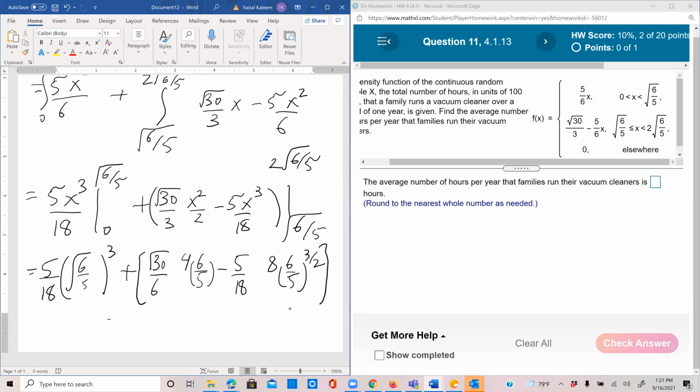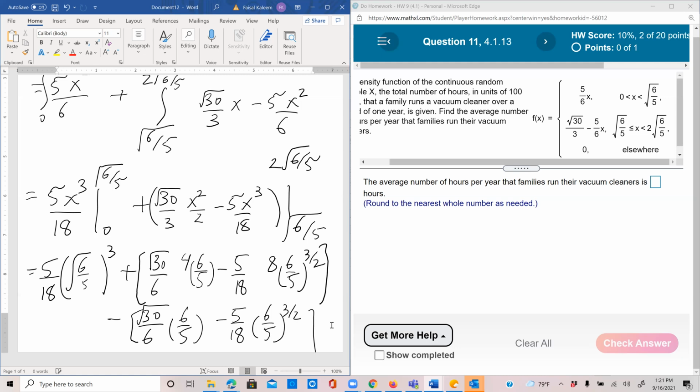Okay, that was the upper limit, and then minus the lower limit. Lower limit would be square root 30 by 6 times x squared, which would just be 6/5, minus 5/18, and x cubed would just be 6/5 to the 3/2. Okay, let's put it all in the calculator and see what we get.